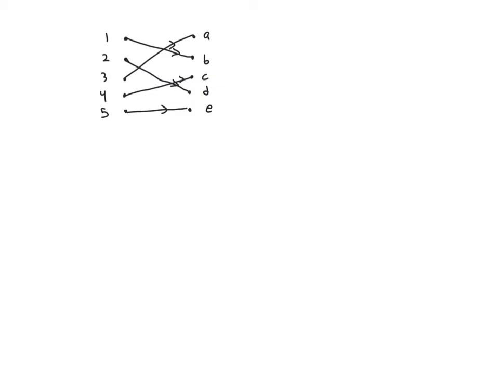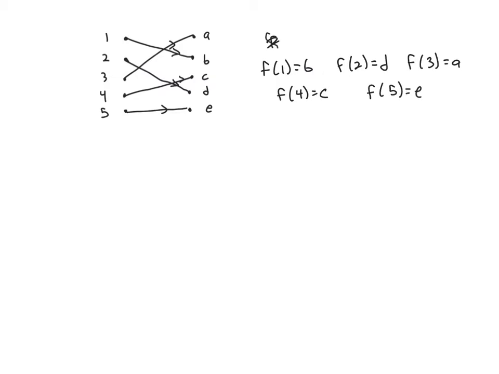So you can see here that f of 1 is b, f of 2 is d, f of 3 is a, f of 4 is c, and f of 5 is e. Note, of course, this approach of defining the function by telling you exactly what it does to each element of the domain also defines the function. So these two approaches are equivalent.